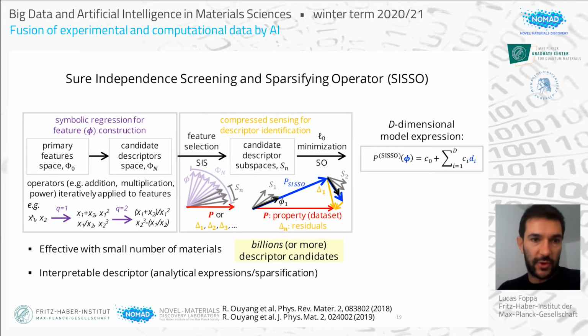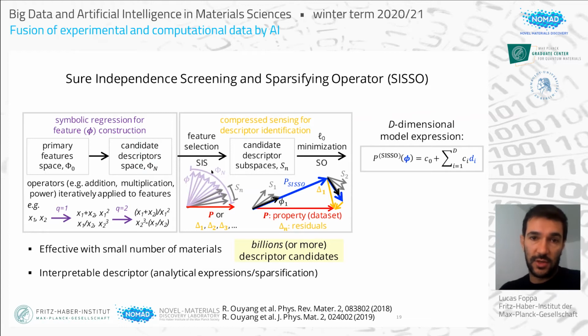So for instance, if we have 2 variables, x1 and x2, we apply these operators and we obtain more complicated expressions. And then we do it again using these features. This is done recursively to obtain even more complex expressions. So we create a huge amount of candidate descriptors, which are then selected using compressed sensing, according to their fit to the data set.